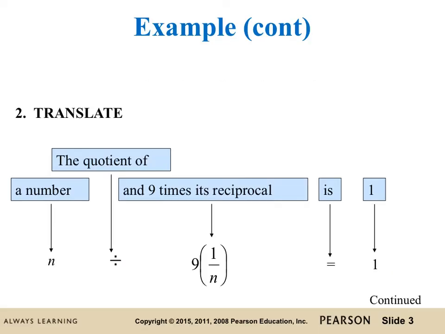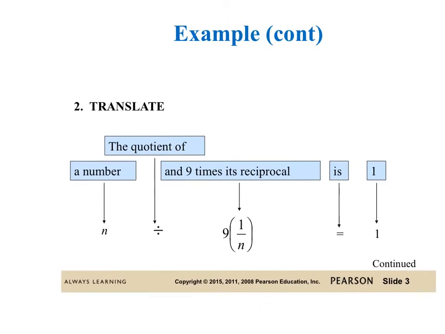So then our next step would be to try to translate this problem. So when we translate this problem, we're going to read through the problem again, and it says the quotient of, which means there's going to be a division operation. And of course, we've already determined that we're going to choose the number to be n, and we've already chosen its reciprocal to be 1 over n.